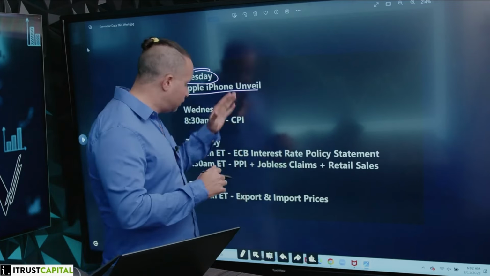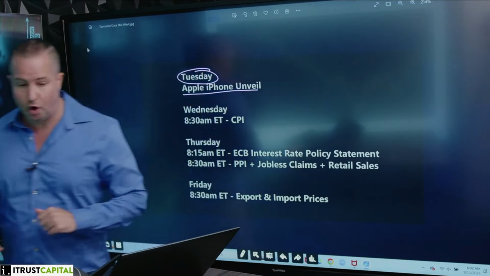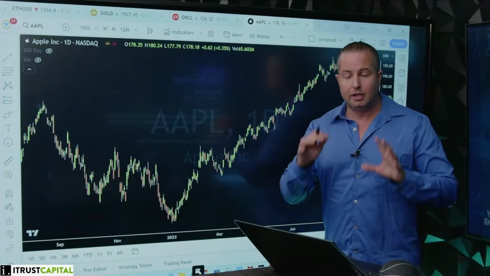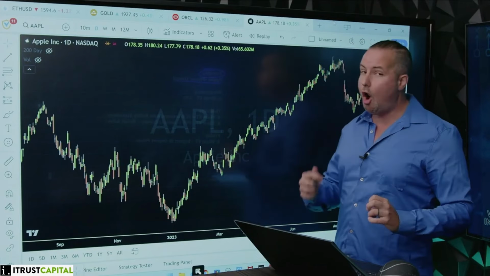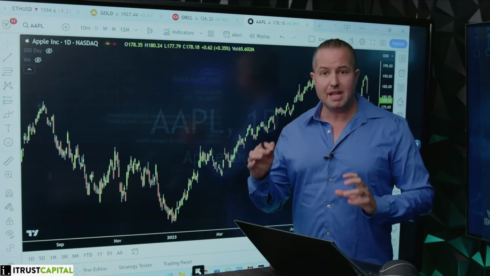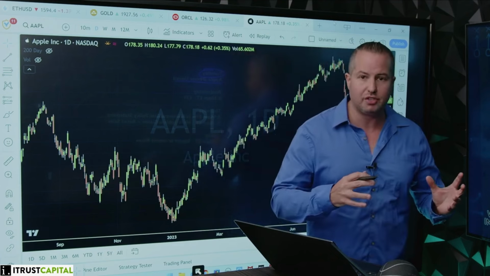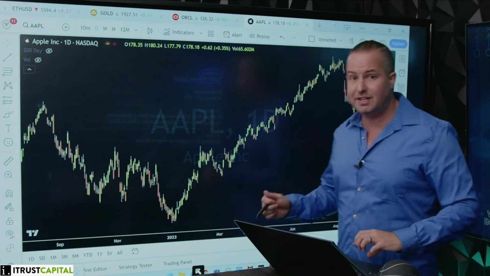All right, before we get into the rest of this, what I want to do really quickly is jump into the Apple chart. So follow me over here, guys. Let's look at what this is telling us, because oftentimes the chart can give us insight into what's going on in this unveiling. Like, is it going to cause the stock to go up? Is it going to cause the stock to go down? How are we going to trade this potentially?